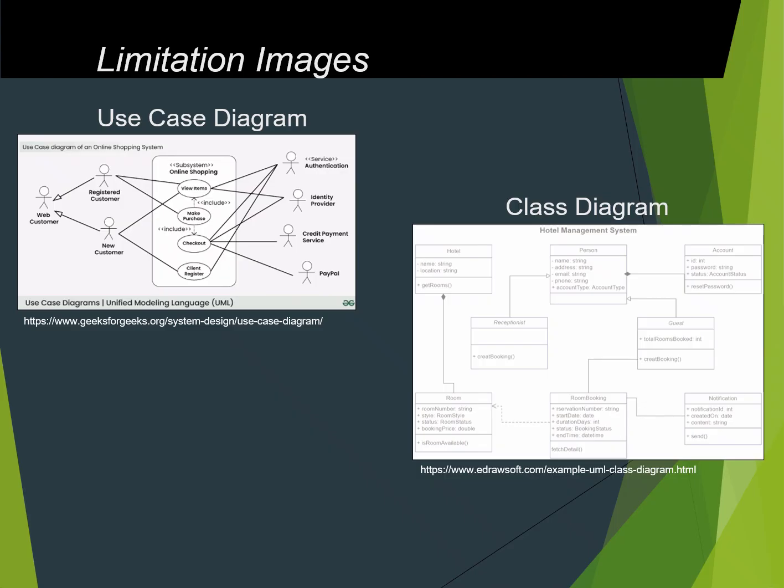However, its limitation is that it's very high level and it doesn't show us what happens within the system at all. On the other hand, the class diagram goes much deeper. It shows the structure and relationships between the objects, which is very useful. But its limitation is the fact that it can become too detailed very quickly.